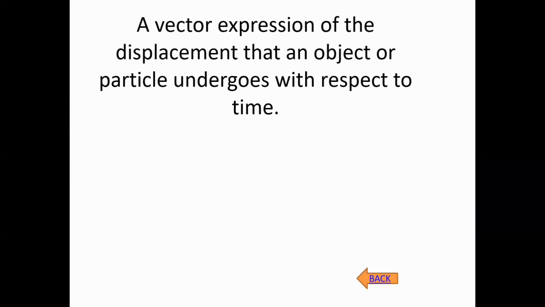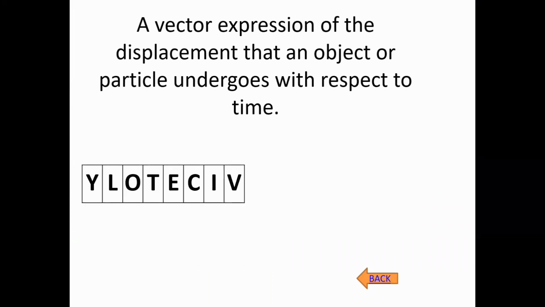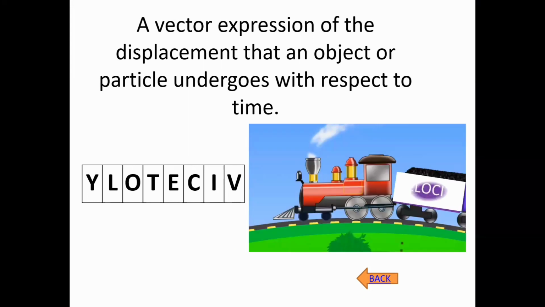In studying momentum, we may encounter terms that are not familiar. In this game, a jumbled word is given to guess the term being described. Are you ready? Let's start. So this is the jumbled word. Can you guess what word is this? So this is velocity, a vector expression of displacement that an object or particle undergoes with respect to time. That is velocity.